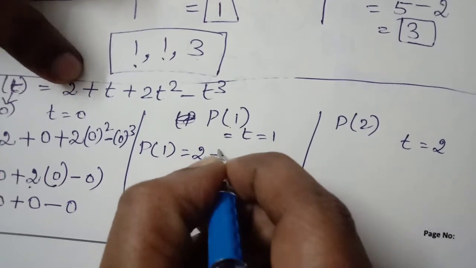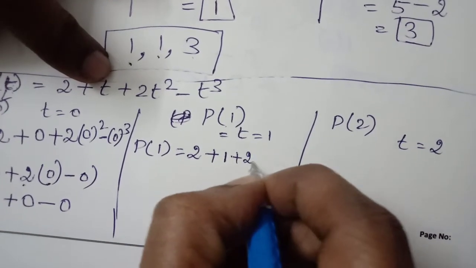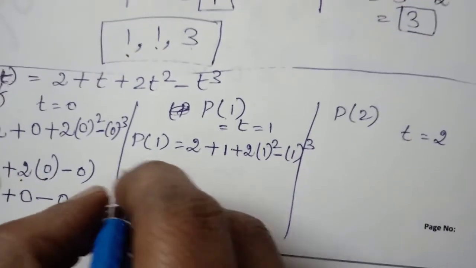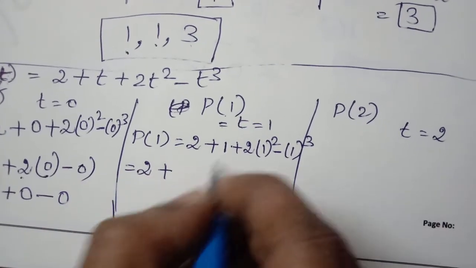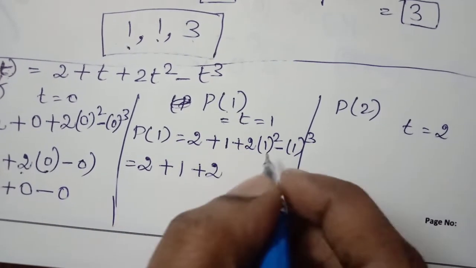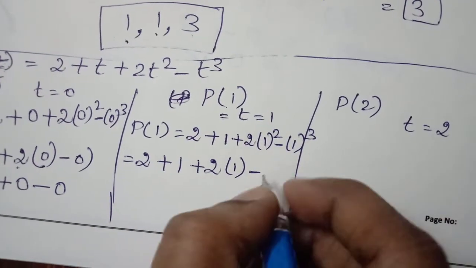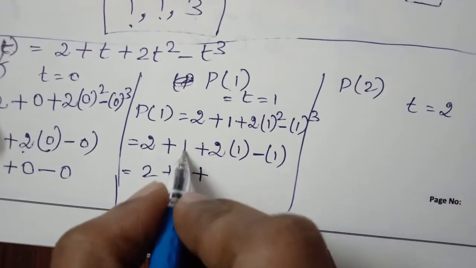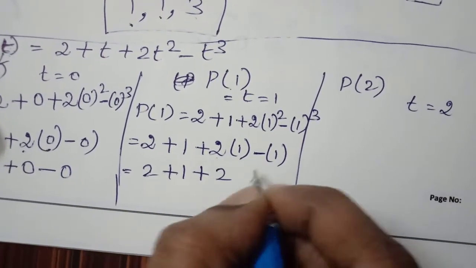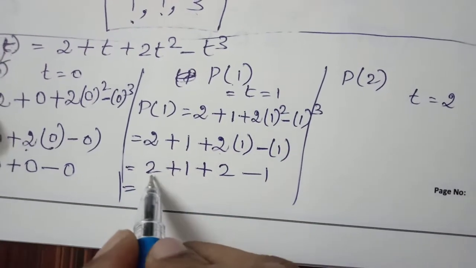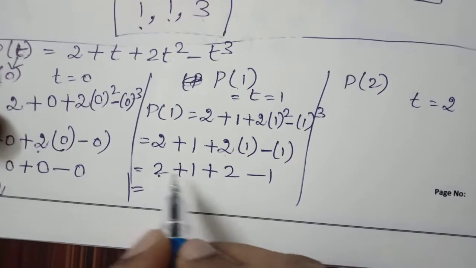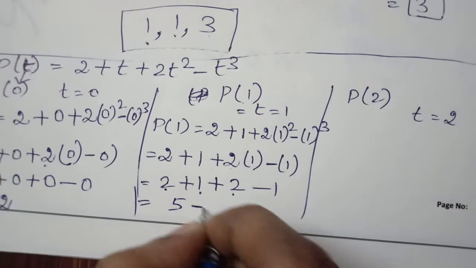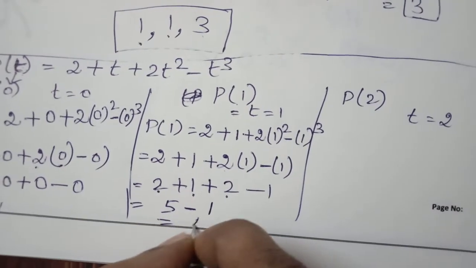Now as per the equation P of t, P of 1 is equal to, look at here, 2 plus t is 1, plus 2 into 1 square, minus 1 cube. Okay. Now 2 plus 1 plus 2, 1 into 1 is 1 only, minus 1 cube is 1 only. So 2 plus 1 plus 2 into 1 is 2, minus 1. So 2 plus 1 is 3, 3 plus 2 is 5. So 5 minus 1. 5 minus 1 is 4.